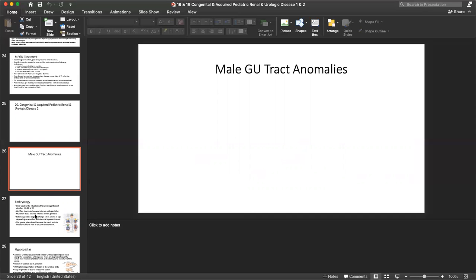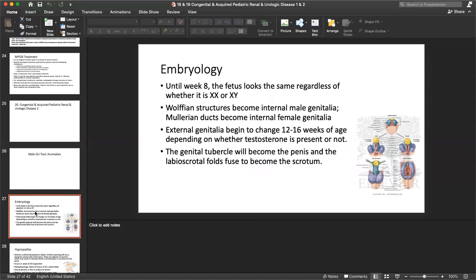Okay, so male track. Embryologically, until week 8, the fetus looks the same, whether it's a male or a female. The Wolffian structures become internal male genitalia, and the Mullerian duct becomes internal female genitalia. Dr. Dudzik said wolf sounds more like a man. Kind of stereotypical, but if it helps you remember it. And then maybe like mom, Mullerian.